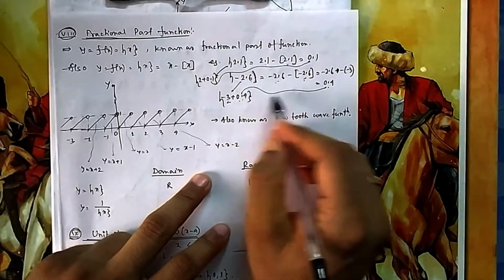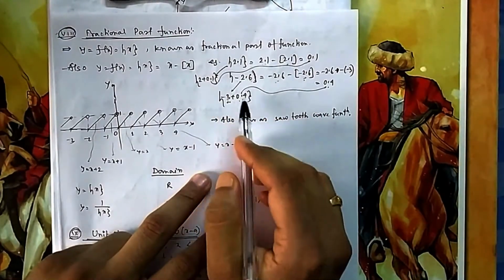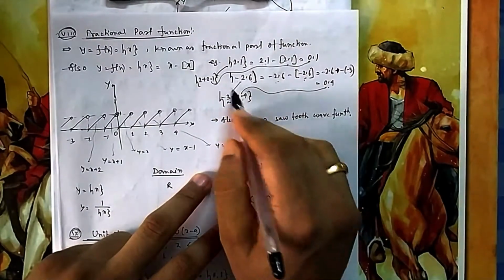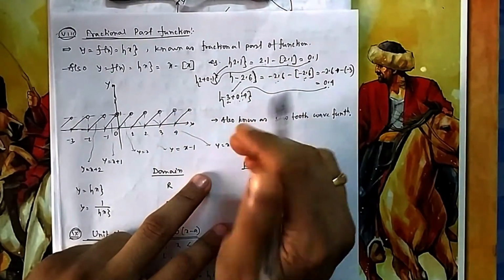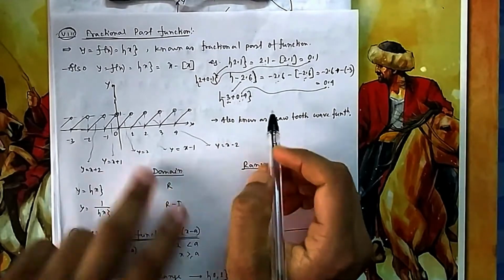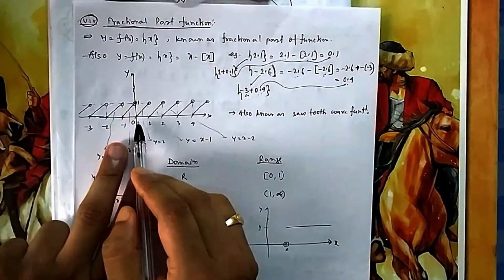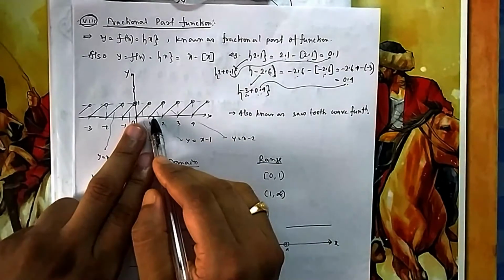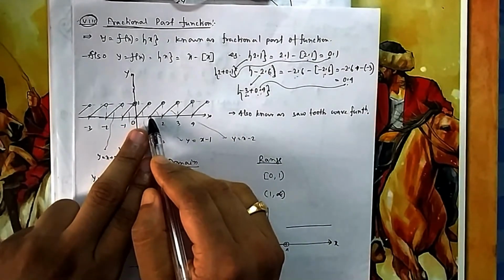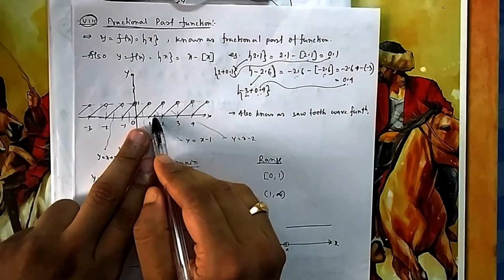So it is only taking this integer part. So this output is always between 0 and 1. Only the fraction it will take, not negative fractions, only positive fractions from 0 to 1. So you can see, if it is 2.1, your output is 0.1.